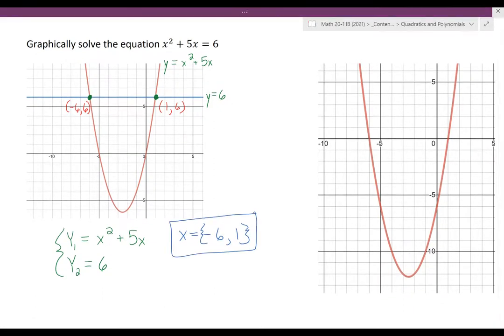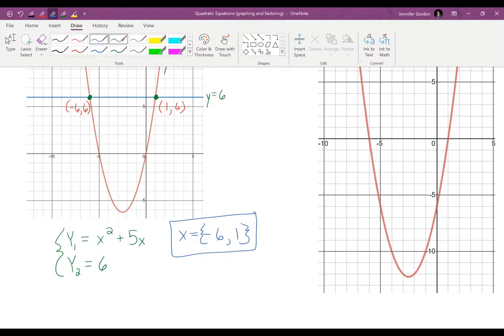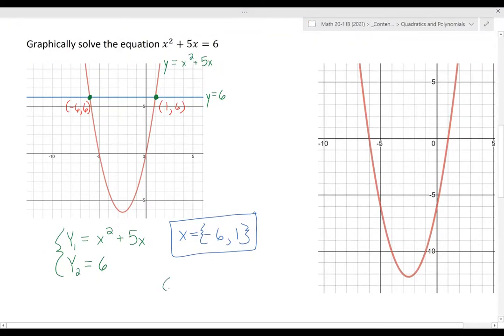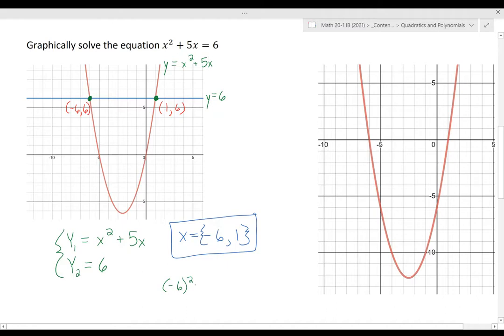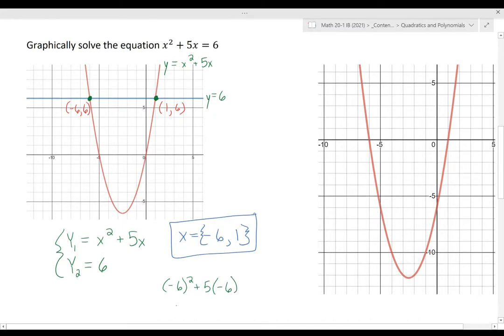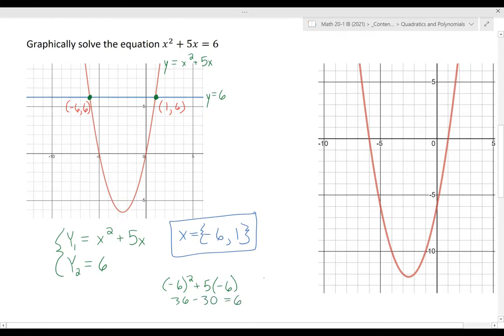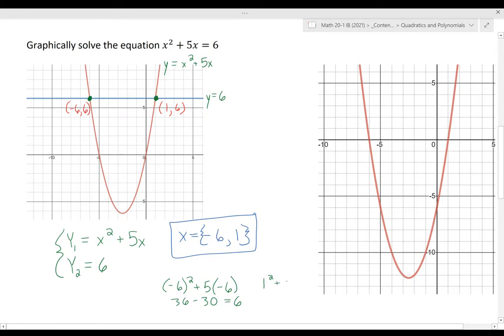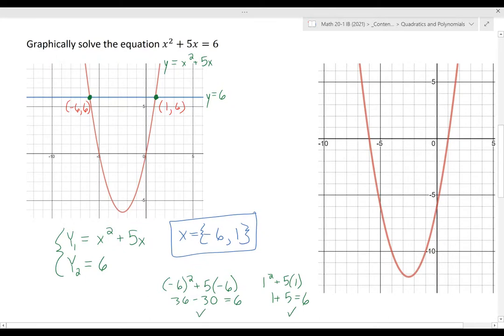In fact, if I were to plug these values into the original equation, so negative 6 squared plus 5 times negative 6, I would get 36 minus 30, which is in fact 6. Or if I did 1 squared plus 5 times 1, well, 1 plus 5, that is also 6. So I can see that these two x values do satisfy that equation. And I can tell from the graph that there are no other x values that would satisfy the equation.